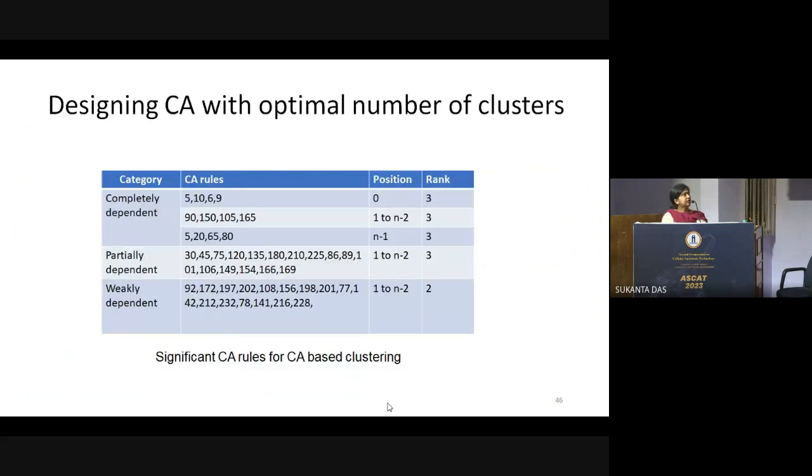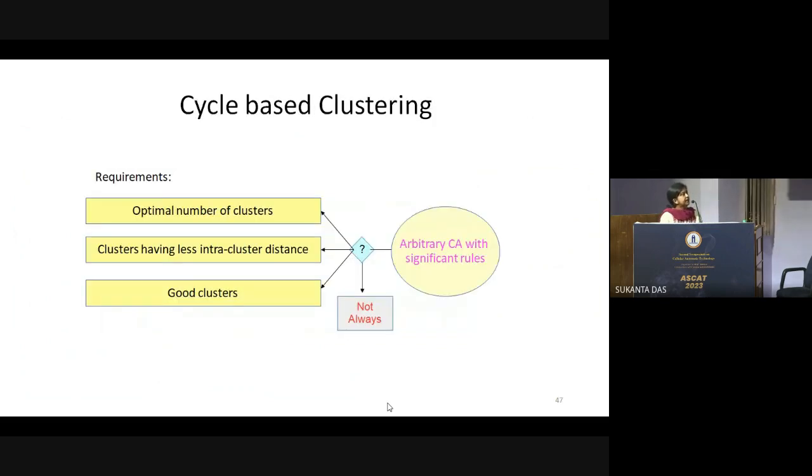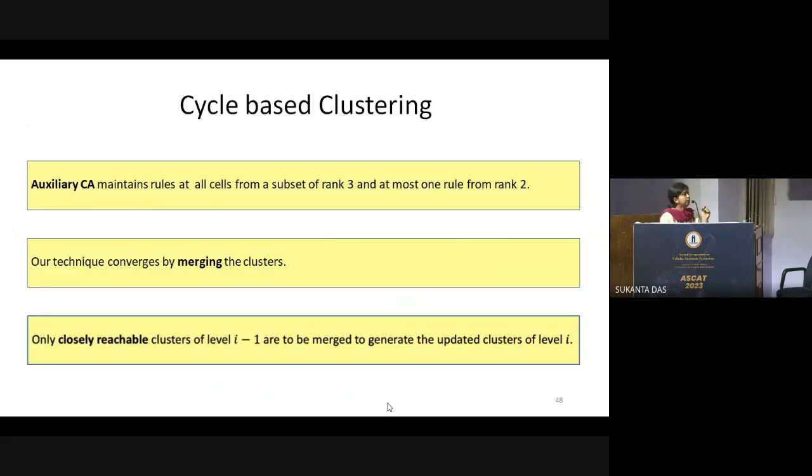Here for CA-based clustering, we use the same type of CA. We generate large length cycles, and even if we do it this way, the question is, do we always get the correct answer? No. Good result clusters? No. So that's why we move to the concept of these three steps where we actually rank the rules.